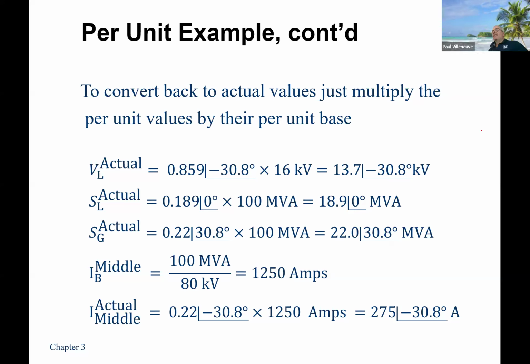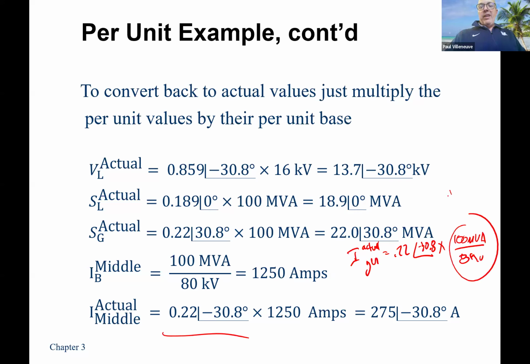Is he right? He certainly could do that, but remember this current right here, the 0.22 at an angle of minus 30.8, lives everywhere in this series circuit. So if I want to find I actual at the generator, I take my 0.22 at an angle of minus 30.8, and then I multiply that by 100 MVA over 8 kV. This right here is I base at the generator, right? So you can certainly use the turns ratio, or I can just directly get that number.